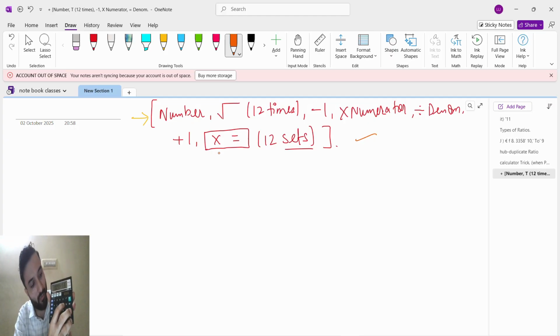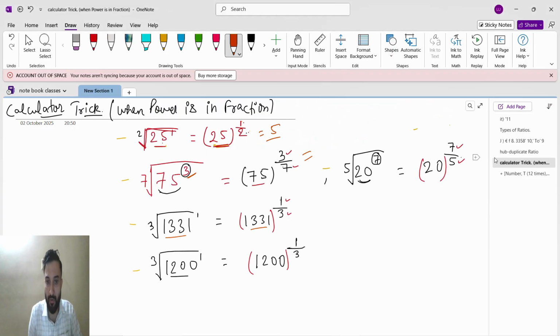Into equal 1, into equal 2, into equal 3 sets, into equal 4 sets, into equal 5 sets, into equal 6 sets. Okay, don't do into equal 12 times, no. Into equal 7 set, into equal 8, into equal 9, into equal 10, into equal 11, and you will get 6.36. Okay, so same we have to find for this and this.